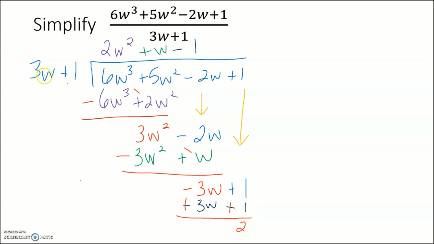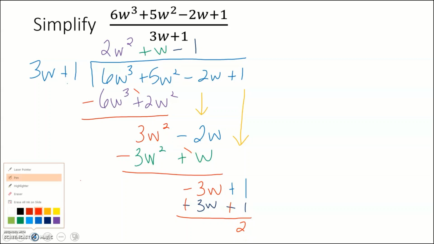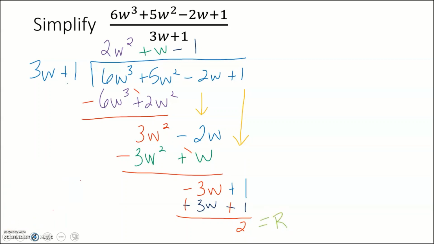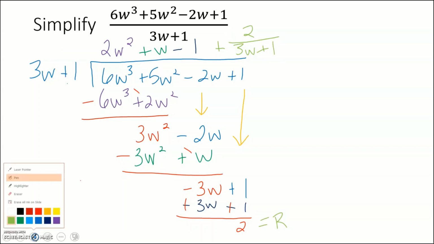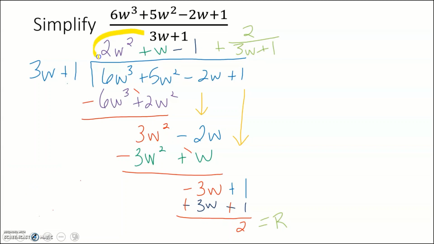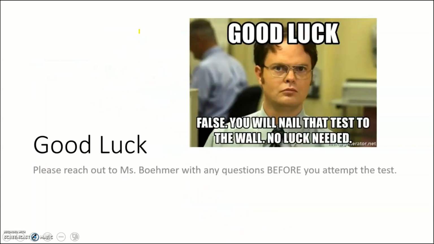So now if we look at our last piece, 3w can't go into 2. So 2 here is actually our remainder, right? We have a remainder of 2. So when we have a remainder of 2, we add it on at the end, and you write it over top of your original divisor. So that would be our 3w plus 1. So our final answer then is 2w squared plus w minus 1 plus the remainder of 2 divided by 3w plus 1. And that is the end of the Chapter 7 review.